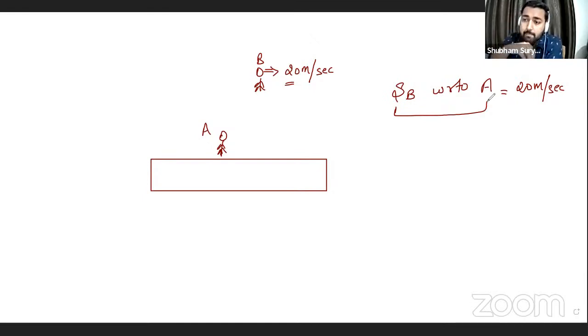Okay, when the person A is not in the state of motion, when he is at rest, and at that particular moment the person B appears to be moving at 20 meters per second. So this is called a relative speed. This is the speed of B relative to the person A. या A के respect में B की speed कितनी है.